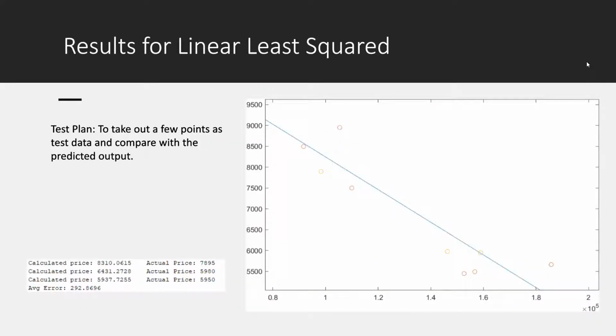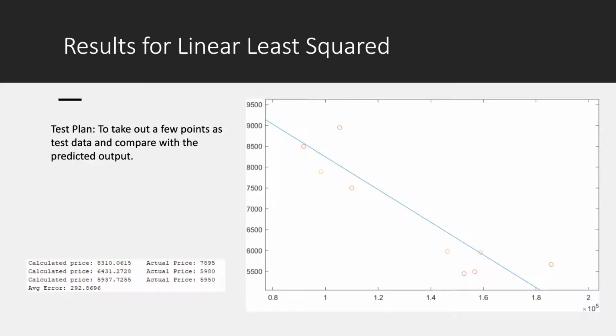All right, and then for determining how well each of these methods perform, we formed a test plan. Our test plan was to pick out a common vehicle to test these methods on. It also included taking out a few points from the sample and putting them aside as test data, then running the interpolation on the remaining data and comparing it to the test data to see how well the interpolation predicted the price of the car.